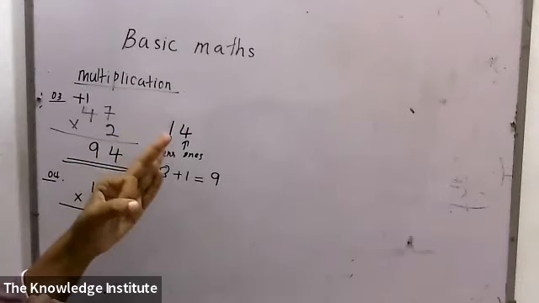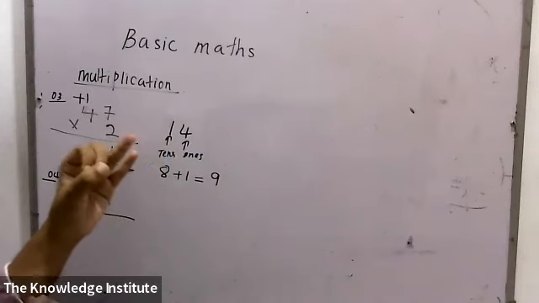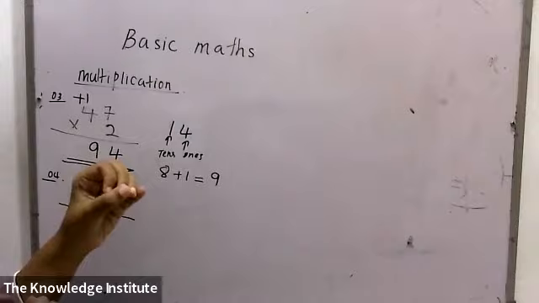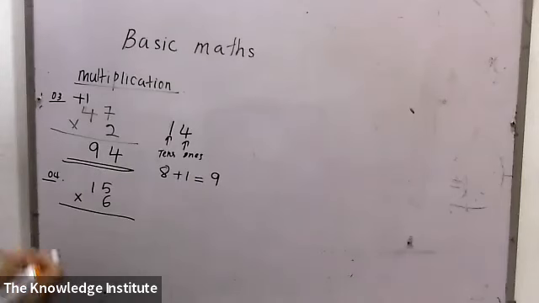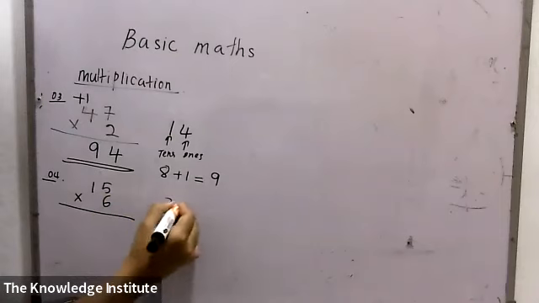5 twos are? 10. 5 threes are? 15. 5 fours are? 20. 5 fives are? 25. 5 sixes are? 30. So can you see, 5 sixes are? Your answer should be 30.